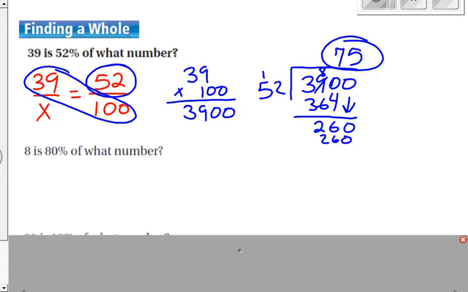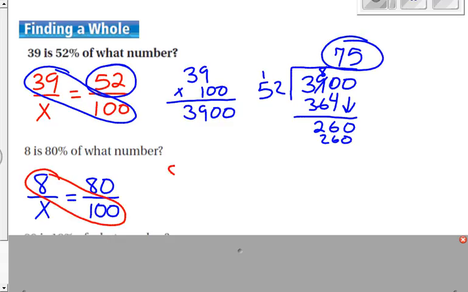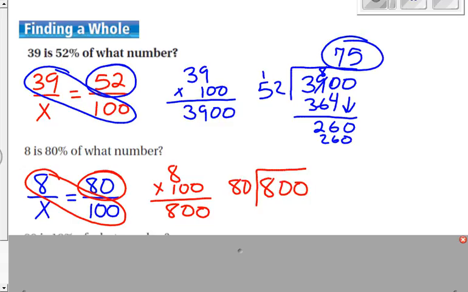Then we have 8 is 80% of what number? So again, we're going to start off with our fraction. 8 goes on top, is 80%. So 80% goes on the top right, 100 goes on the bottom right. Of what number? We don't know. So now we're going to multiply 8 times 100, which we know is 800. And we're going to divide that by our other number, which is 80. 80 goes into 800. We have a 0 left over, so it is 10.